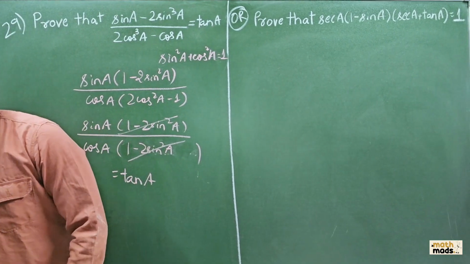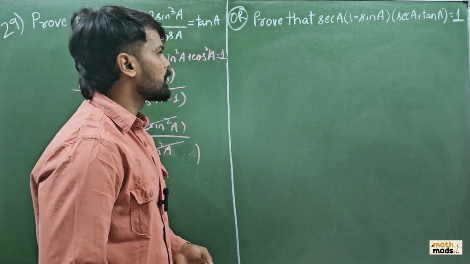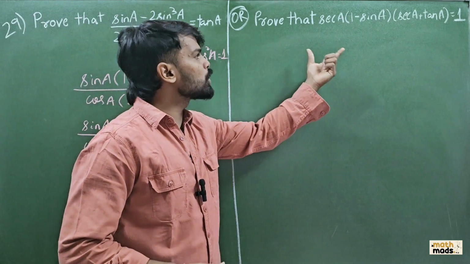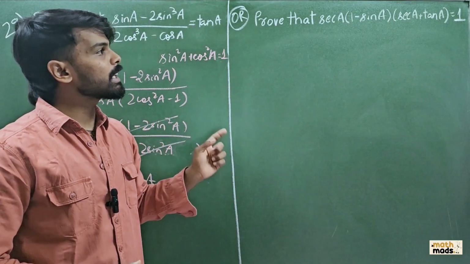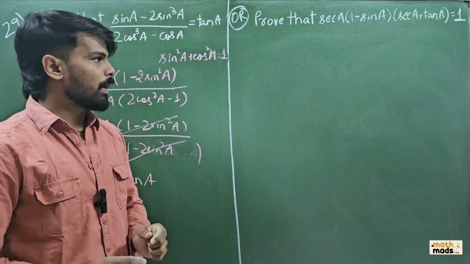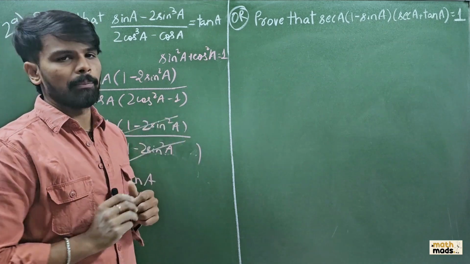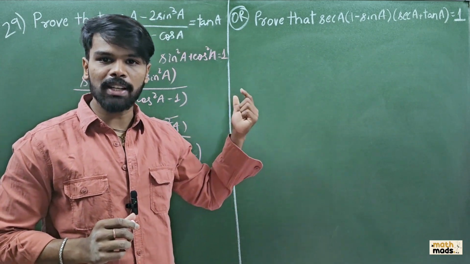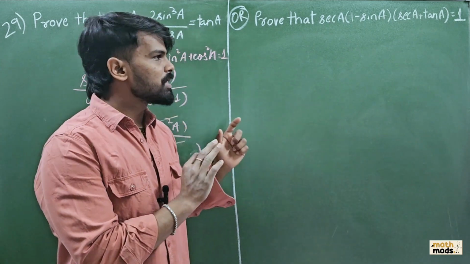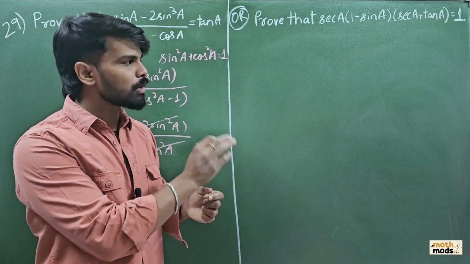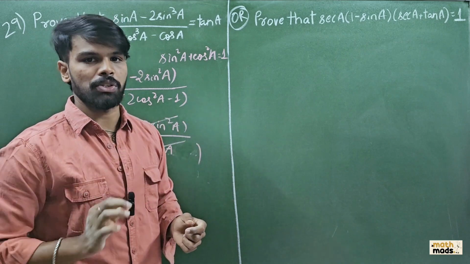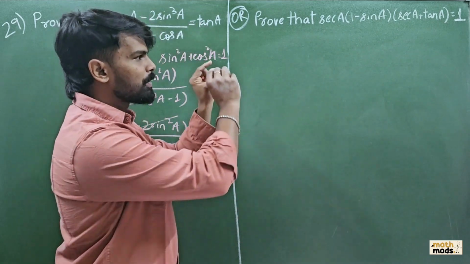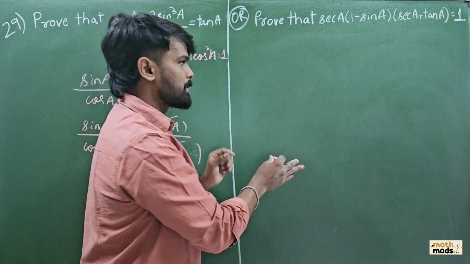Now, in the same question, there is an OR question also given. Suppose you find this difficult. Prove that secant A into 1 minus sin A into secant A plus tan A is equal to 1. Now, how to tackle this problem? Secant A, what kind of ratio is that? It is actually a reciprocal ratio. So you might get a clue there that you should use reciprocal ratios. Secant A into 1 minus sin A, secant A plus tan A. Now, first write down the equation. I'll just do the steps.